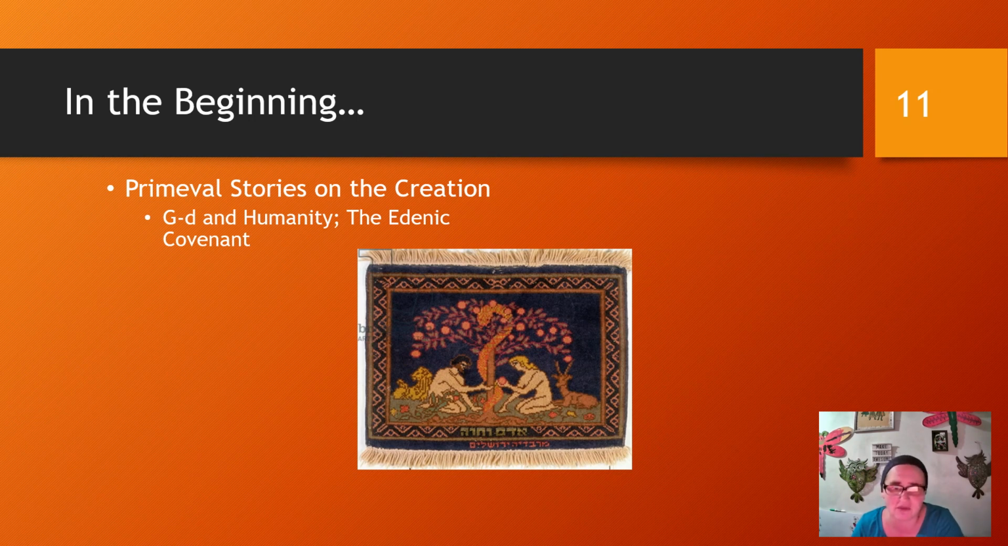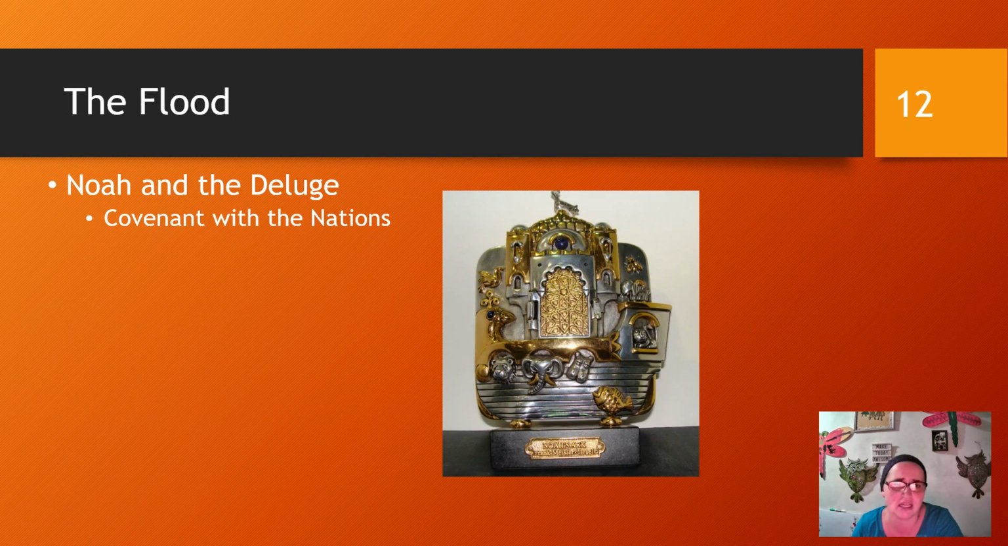Continuing with primeval history in Genesis is Noah and the Great Flood. Now, this comes with the covenant with all of the nations. So Noah's covenant, which is basically to establish a rule of law, don't steal, don't kill, respect life, and so on, and I won't destroy the earth with another major flood. So that's the Noahide covenant.